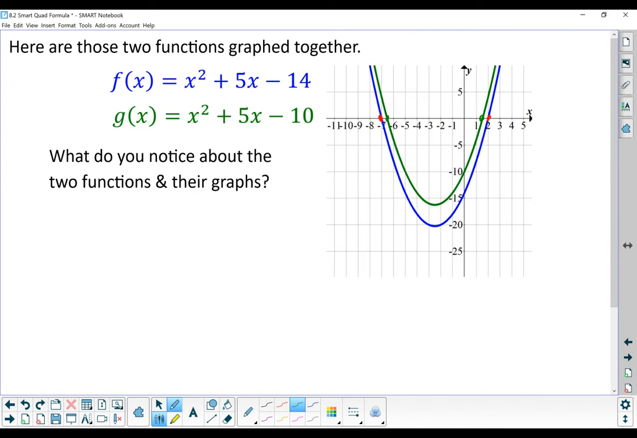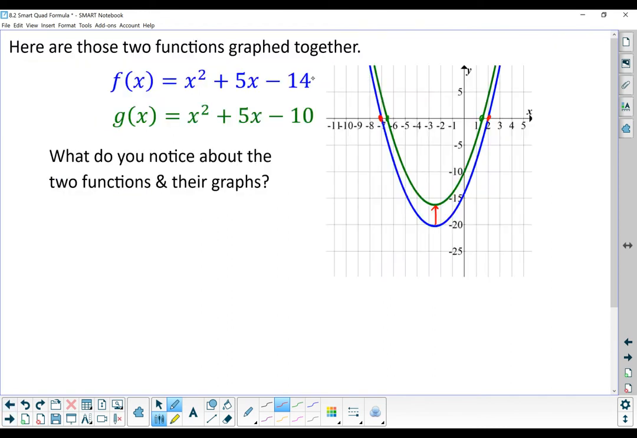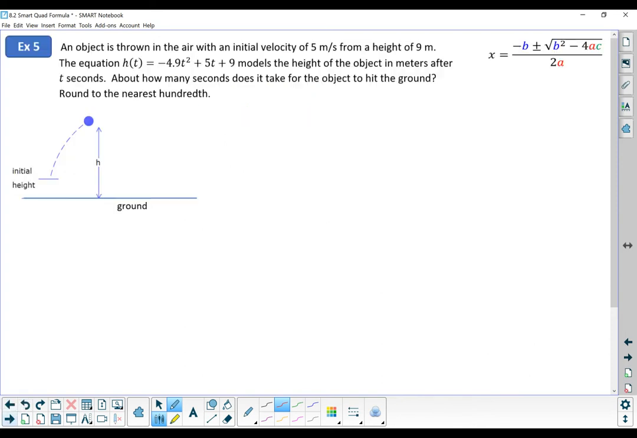Just kind of interesting that these are just shifted up. That second function is just shifted up 4 from the blue function. So it's kind of interesting to look at. And that's just because the only difference between these two functions is -4.